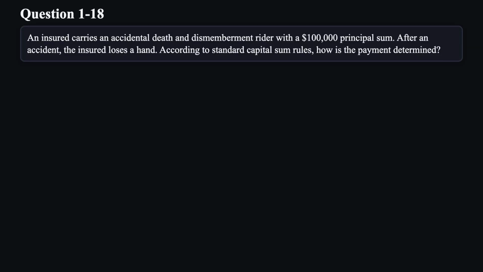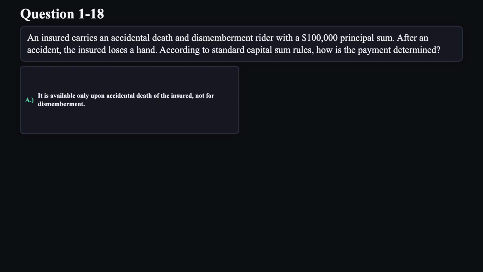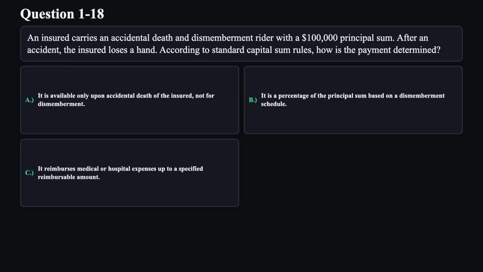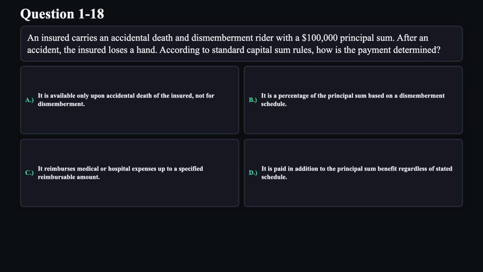Question 18. An insured carries an accidental death and dismemberment rider with a $100,000 principal sum. After an accident, the insured loses a hand. According to standard capital sum rules, how is the payment determined? A. It is available only upon accidental death of the insured, not for dismemberment. B. It is a percentage of the principal sum based on a dismemberment schedule. C. It reimburses medical or hospital expenses up to a specified reimbursable amount. D. It is paid in addition to the principal sum benefit regardless of stated schedule.